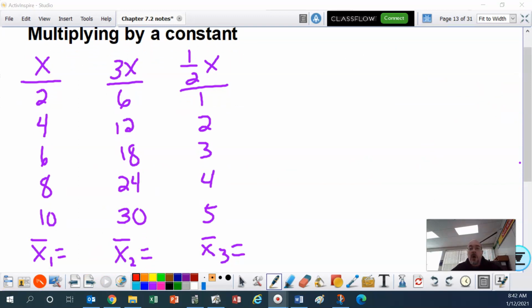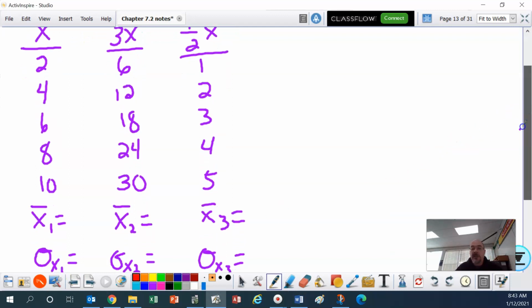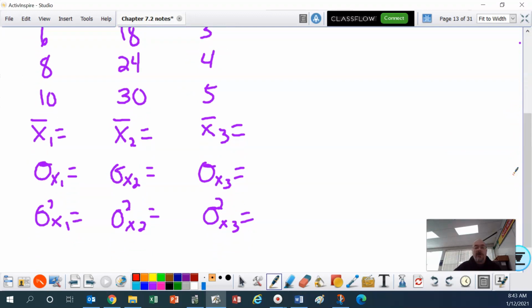This one, we're multiplying by a constant. Again, that first column is 2, 4, 6, 8, 10. And the second column, we're tripling all of the numbers. And then in the third column, we're multiplying by a half, so we're taking half of the numbers. Well, the first one I can fill in because we already know this is 6, this is 2.828, and then this is 7.998.